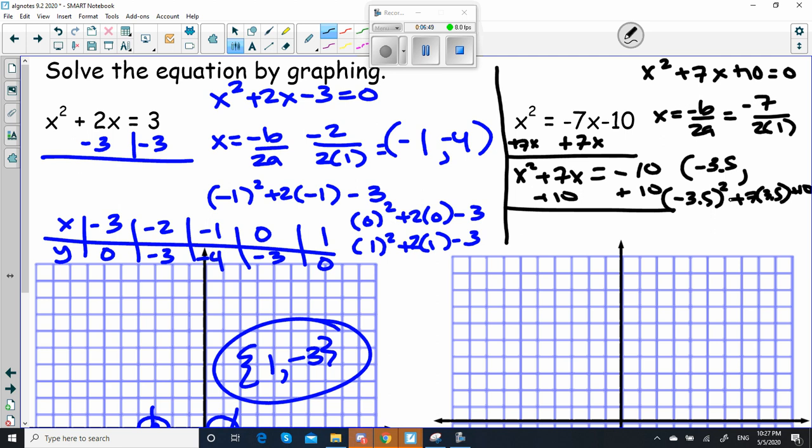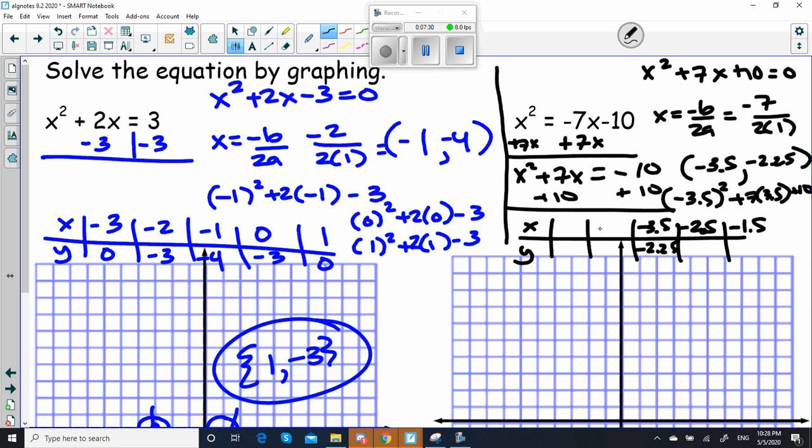Let's see, -3.5 squared plus 7 times -3.5 and then plus 10. This time I got, that's better, -2.25. That's not so bad. Although I don't love the decimals, but it'll work still. All right, x and y. So we're going to put -3.5 here and -2.25 here. So I think I will go up to -2.5 and up again to -1.5 and see if those work.